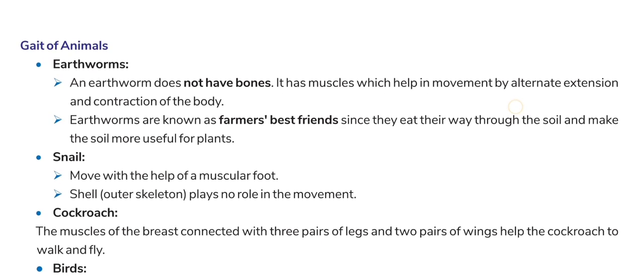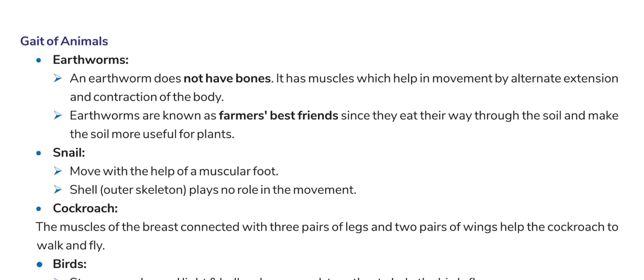Gait of animals. Earthworms. An earthworm does not have bones. It has muscles which help in movement by alternate extension and contraction of the body. Earthworms are known as farmers' best friends since they eat their way through the soil and make the soil more useful for plants. Snail. Moves with the help of a muscular foot.